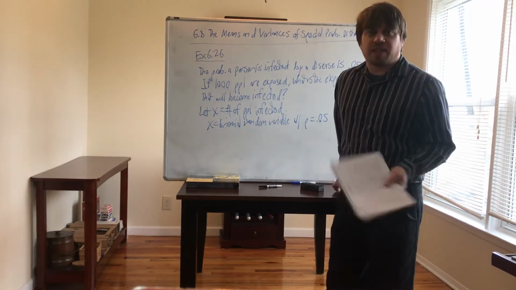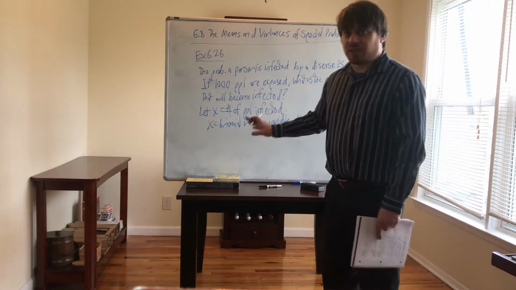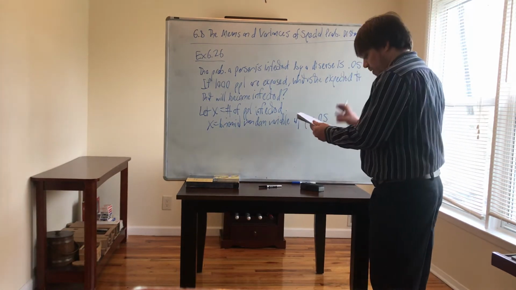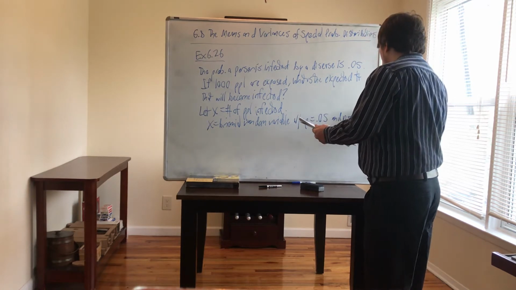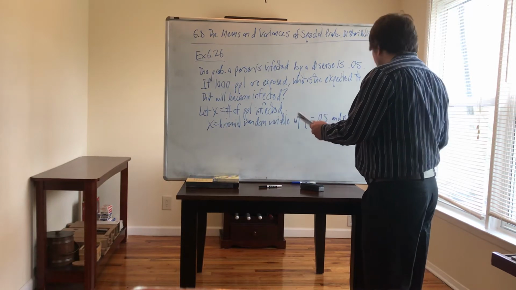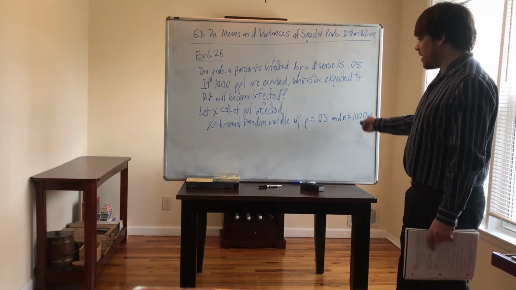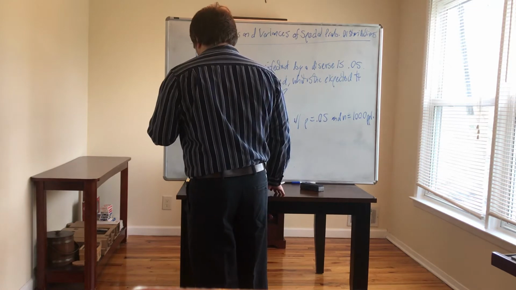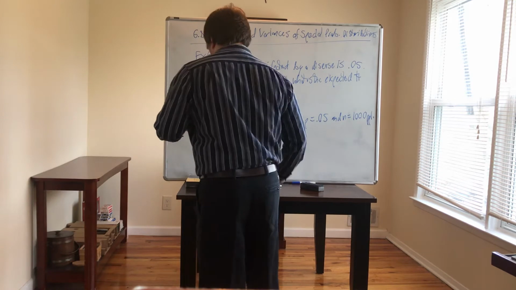Remember, success is not always a good thing in probability, right? So here, a success is getting the virus. So p, the probability of success, getting the virus, is 0.05, and n is equal to 1,000 people. So the number of people is 1,000, that's n is 1,000, and the probability of success, getting sick, is 5%, 0.05.